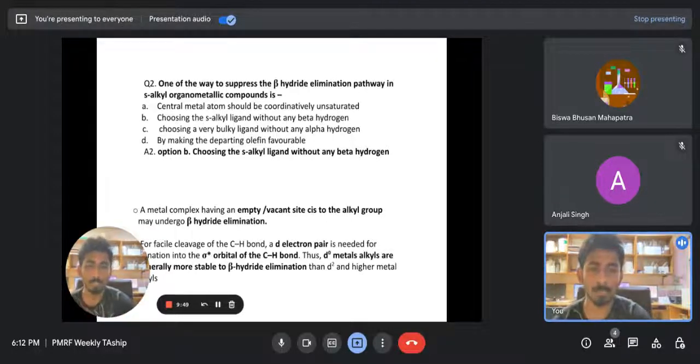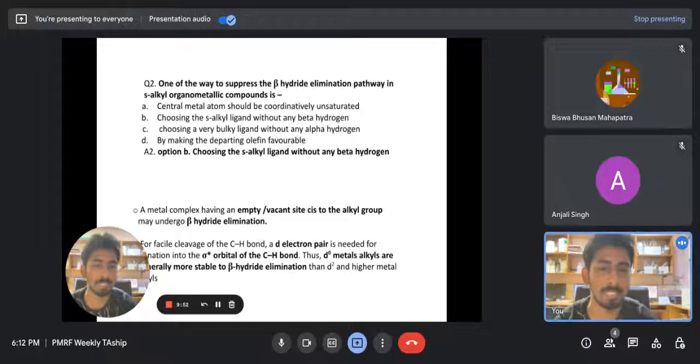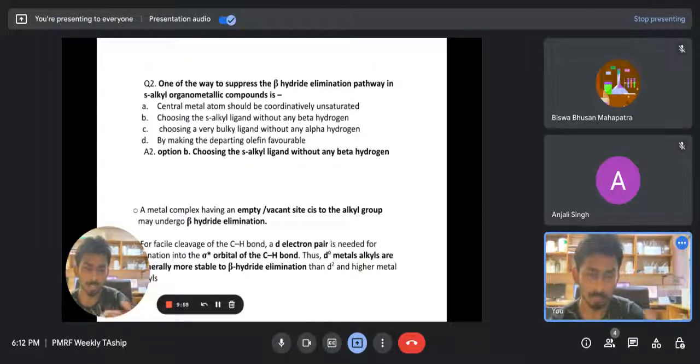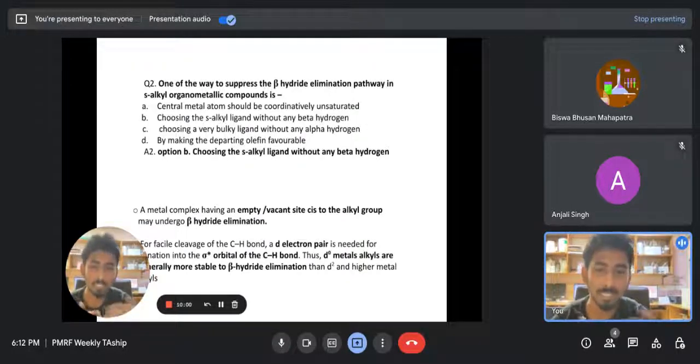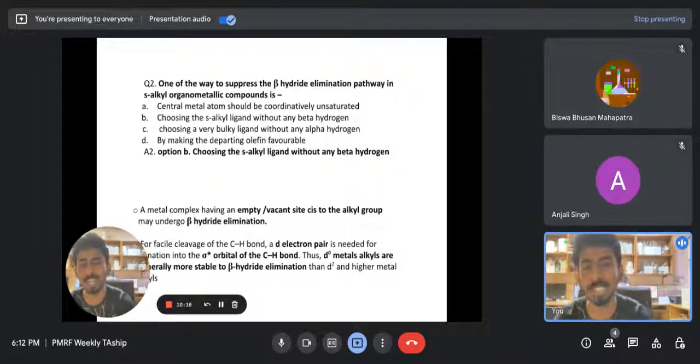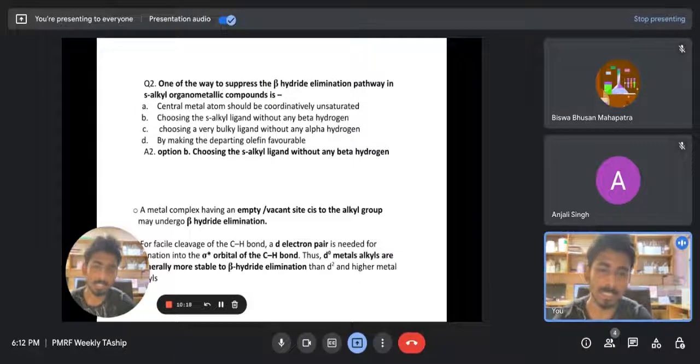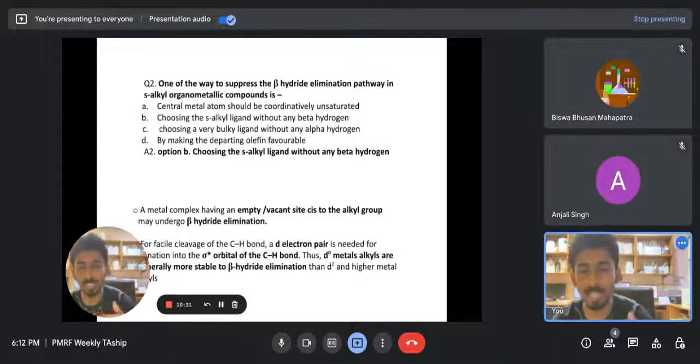But for the other metals, the d2 or higher metal alkyls, that is the manganese(I) complexes, chromium complexes, tungsten complexes or iron(II) complexes, these complexes are actually not very stable to beta hydrogen elimination, because these are d2 metal alkyls. d2 has some more electron density on the metal atom, so it will donate electron density into the sigma star, or the LUMO, of the C-H bond, thus breaking the bond and resulting in a beta hydride elimination.